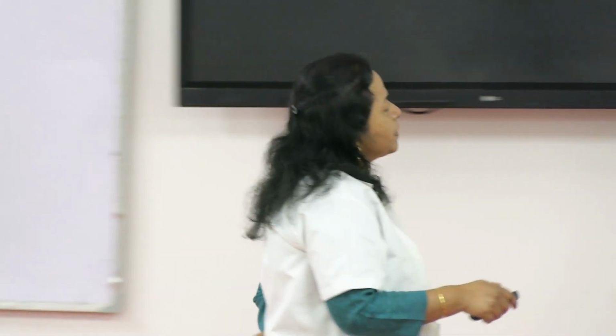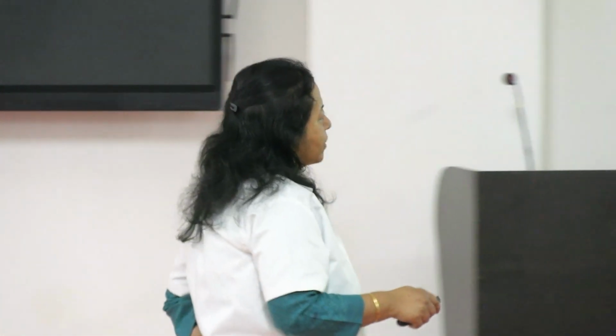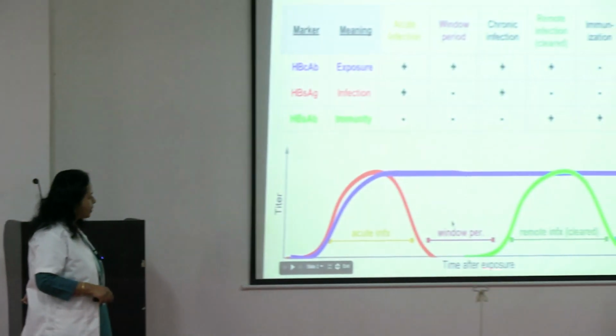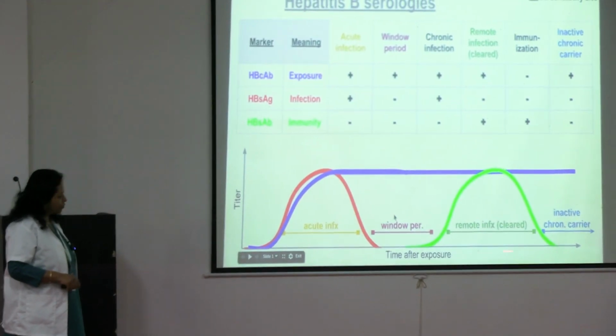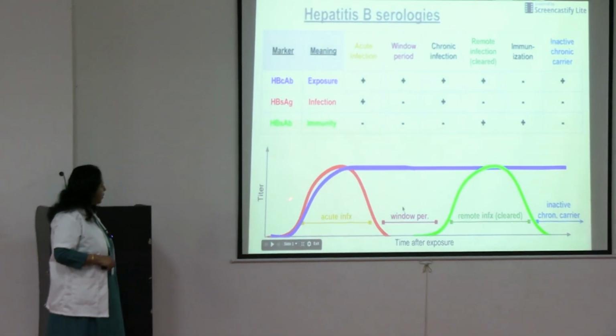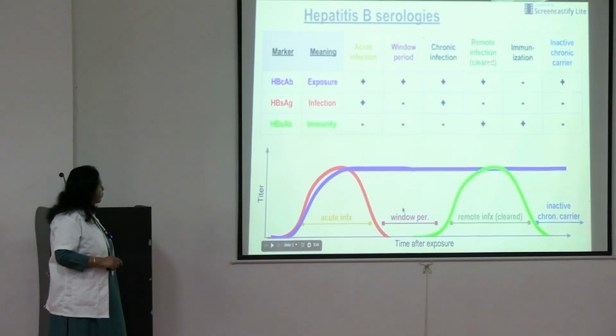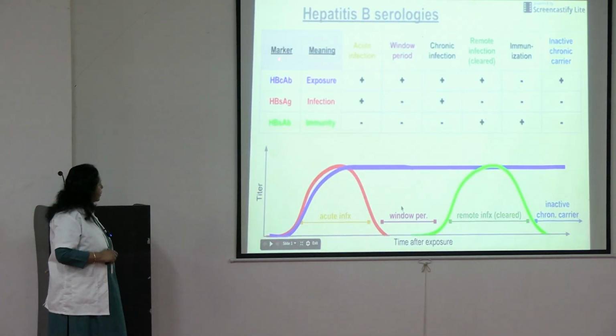So now, HBV serological markers. Here we have a graph which is plotted against time after exposure. So you can see here, let us start here, and here we have put the different markers. This purple color graph which you can see here, what is this?